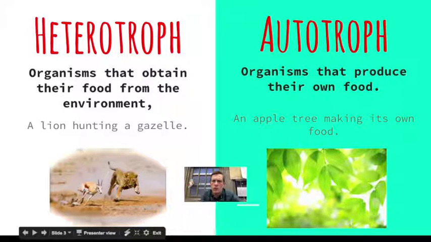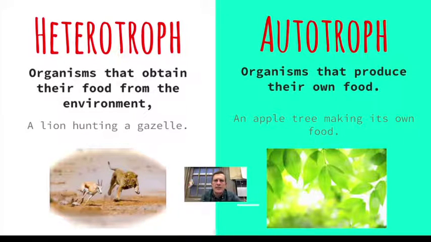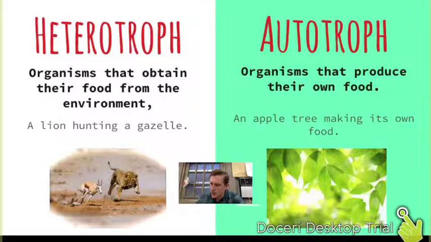You can be a heterotroph, like an animal, and this means that you're an organism that obtains its food from the environment. You are eating other organisms. All right. In this case, a lion hunting a gazelle. He's going to get his energy eating that gazelle, all right?